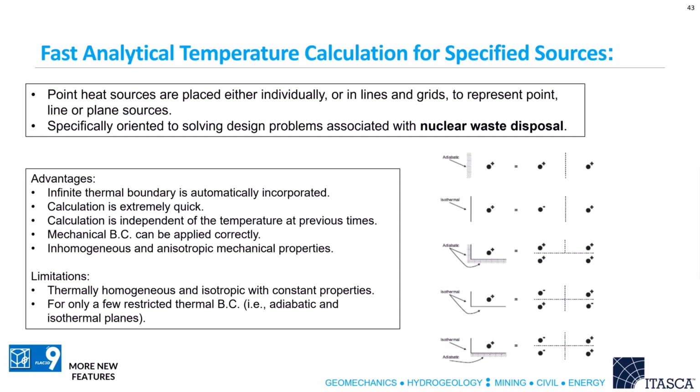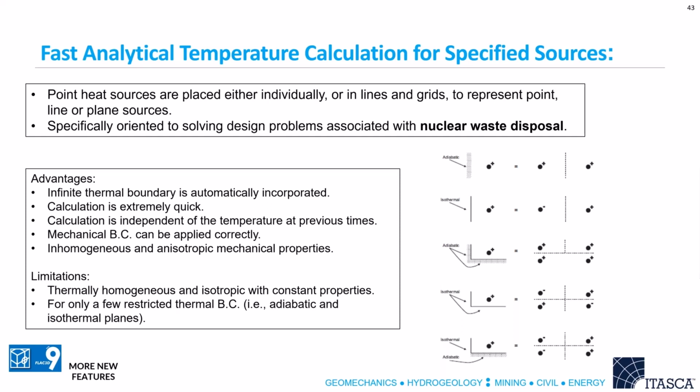So you put in all your sources, you put in your decay rates, you put in the time at which those sources are in place, and then you say, okay, give me the temperature at all the grid points in the FLAC3D model at these given times, and it will basically calculate that instantly. There's no calculation steps required. The calculation is essentially instant. So this can be attractive in a lot of situations.